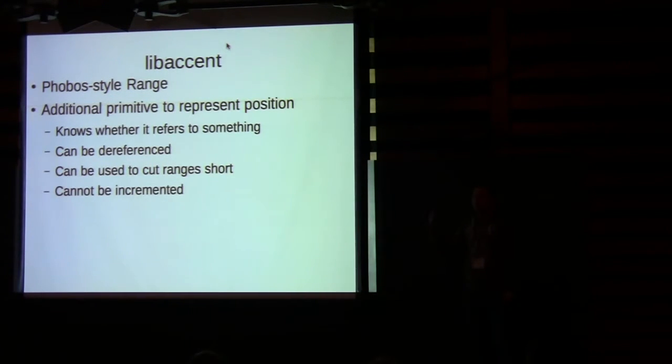What it cannot do, a position cannot move. A position doesn't need to know where the ends of its range are because, well, it can't move. If you want something else, you need the underlying range.